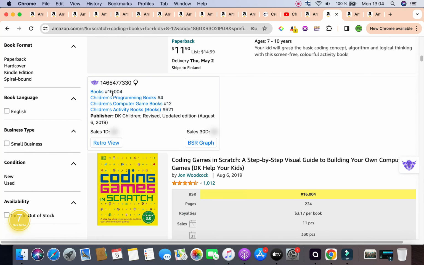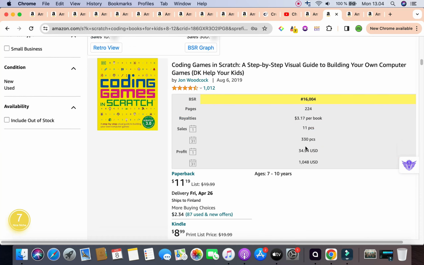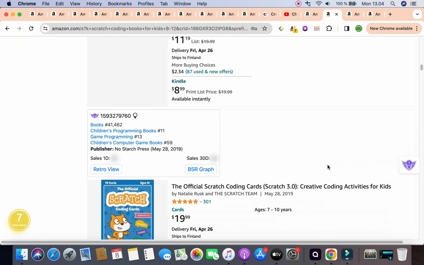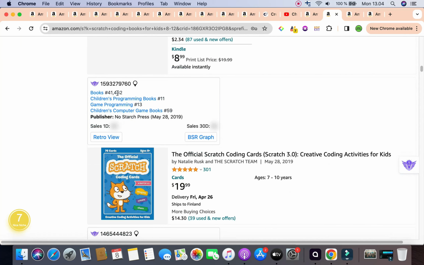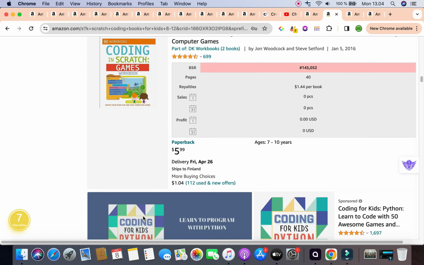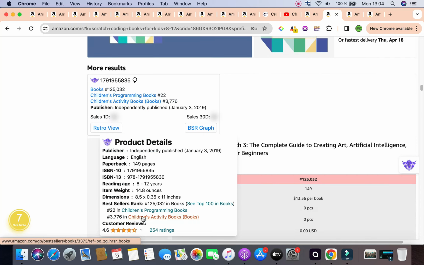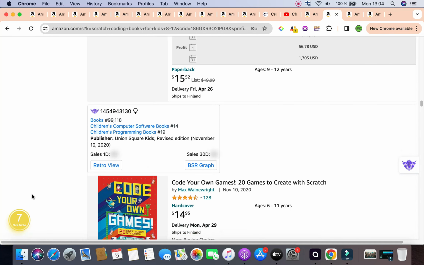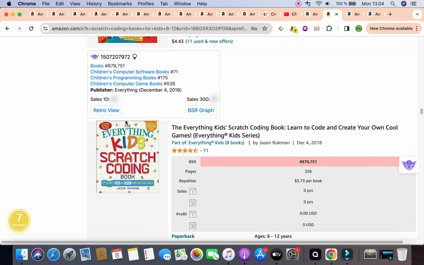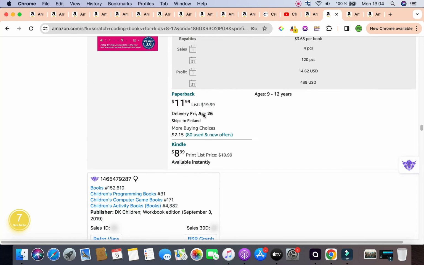This one here with a BSR of 16,000, and it is currently selling around 330 copies per month, generating around $1,048 on a monthly basis. A second book with a BSR under 100,000, and it is having a BSR of 41,000 approximately. We have other books as well right over here that are slightly above 100,000. This one's below 100,000, ranking at a BSR of 99,000 as well. So this one's 46,000.